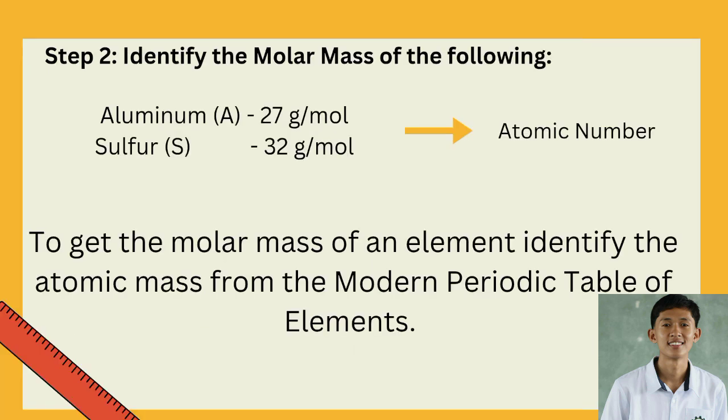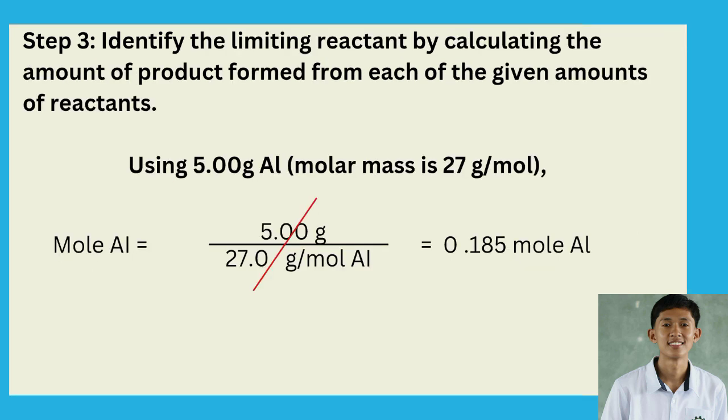Here we learn that aluminum is the limiting reactant because 5 grams of aluminum makes less product than 25 grams of sulfur. This means the amount of aluminum we have limits how much aluminum sulfide we can make.